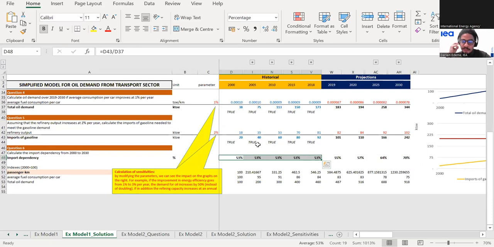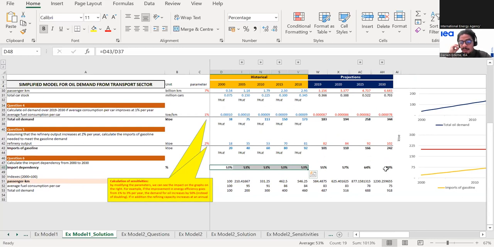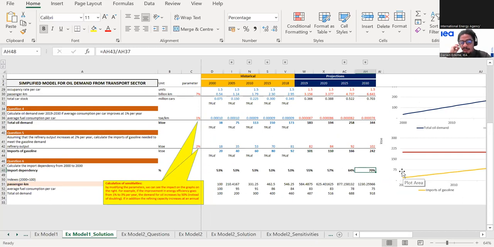This means that both the refinery output and the demand were growing at comparable rates. But from 2019 there is a rapid shift, and that's not the case anymore. The import is growing, and for example, we anticipate that in 2030 this country will be 70% dependent on imports when we talk about oil import.